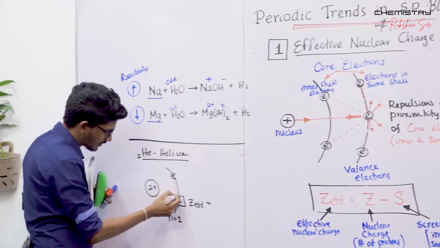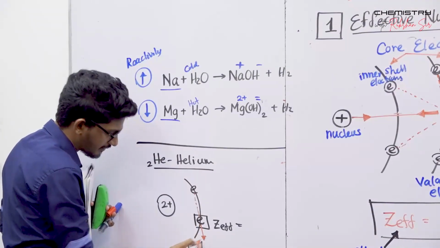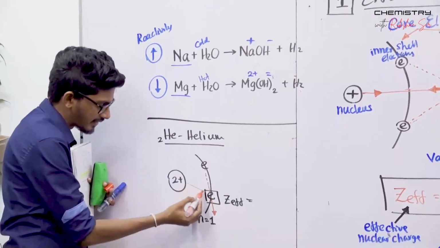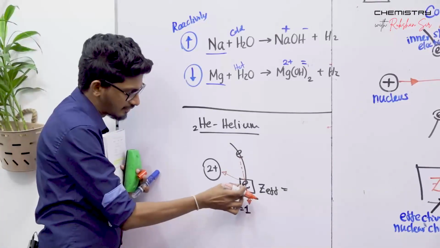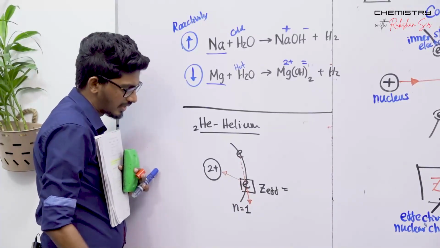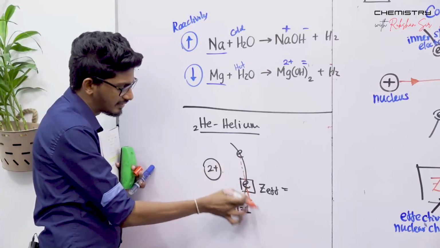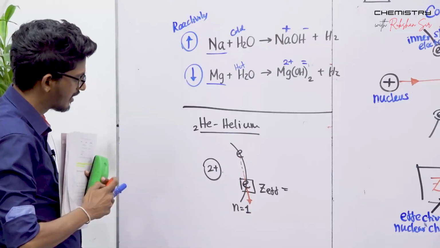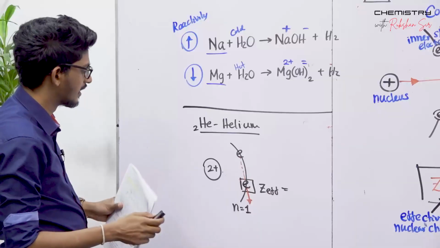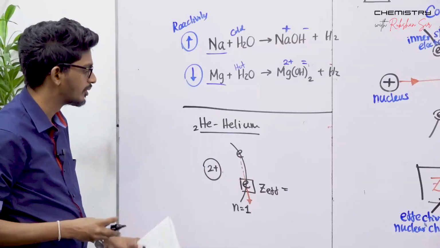The same shell electron will repel your electron from the nucleus. So you clearly see some shielding effect will appear. If you are to calculate the effective charge of helium, it would be like this.